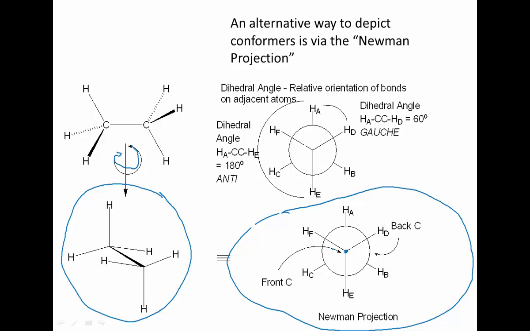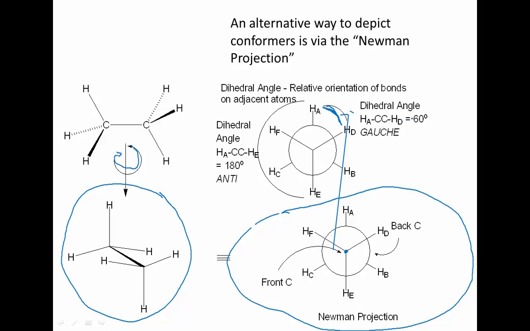Okay? And this is actually, most of the angles that you've seen in your life before are defined by 3 points. This is defined by 4 points. Okay? For example, we're going to look here at the projection angle between HA, the carbon HA is attached to, the next carbon, and HD. Our dihedral angle is the angle right here, and this is 60 degrees.